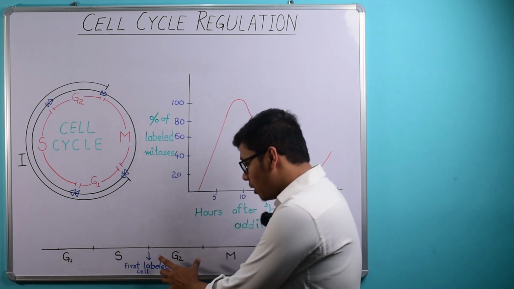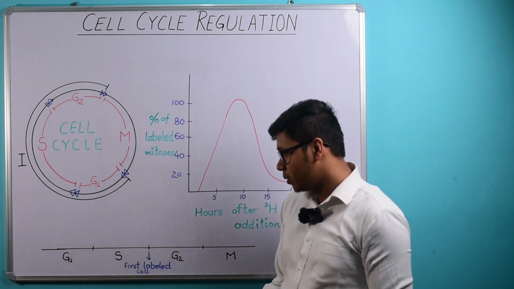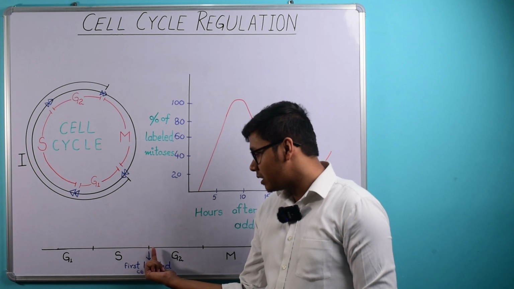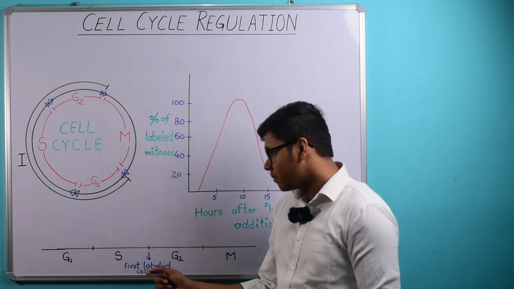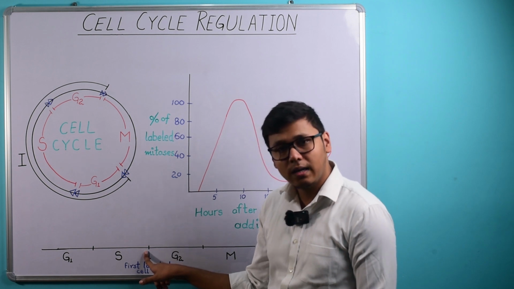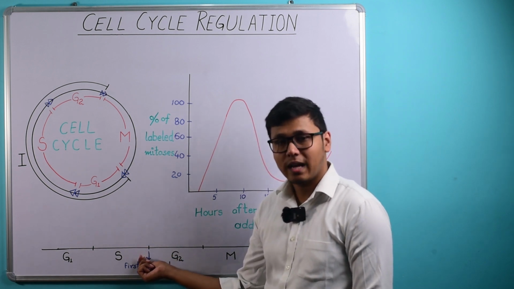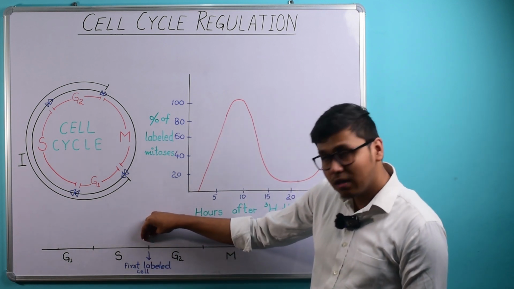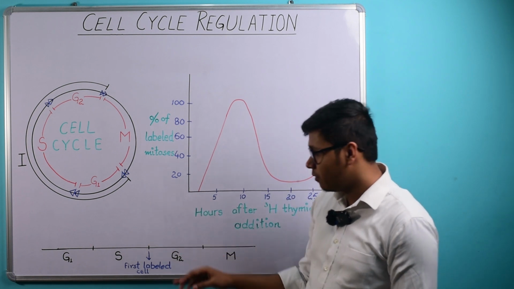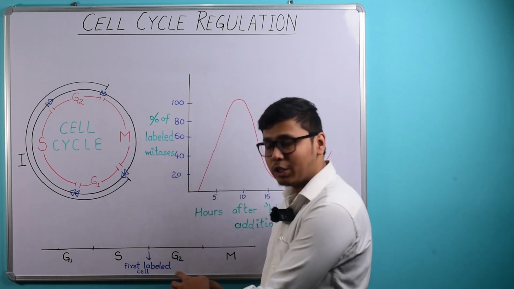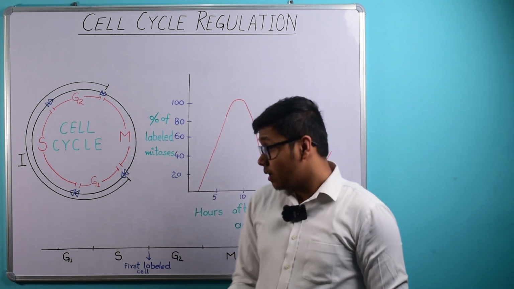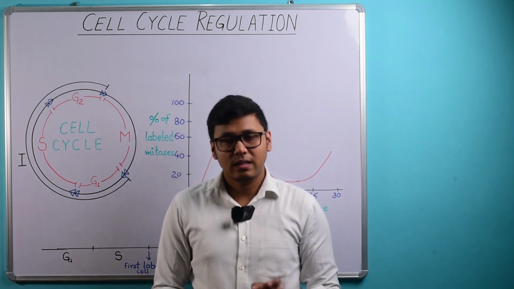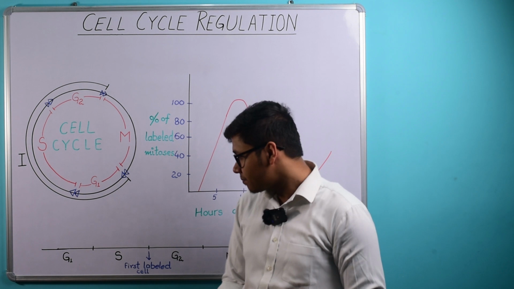Now, to know the duration of the G2 phase, what we are going to do is simply treat the culture with tritium thymidine much earlier, and the first cells which are going to get labeled are in the last stage of S phase, right? So the cells in the last stage of the S phase will get labeled first, and in this way we'll get the duration of the G2 phase totally, right? To know the duration of S phase and M phase, well, it can be calculated directly.